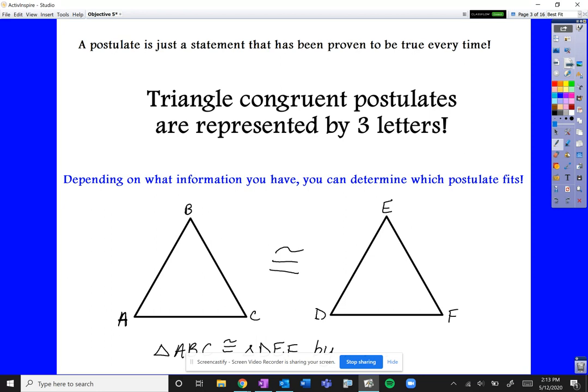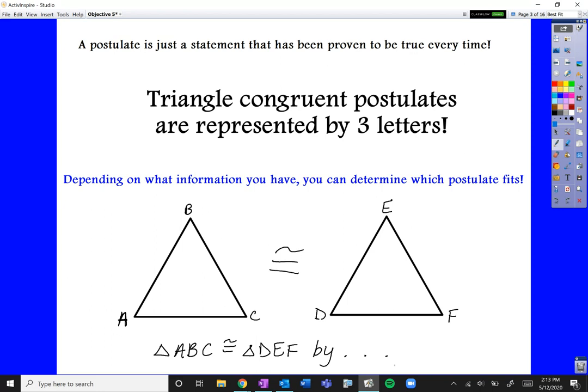So if you look at these 2 triangles here, they're the exact same size and the same shape. So we have that triangle ABC is congruent to triangle DEF by... This is where, based on what information we have, we'll use a specific postulate.